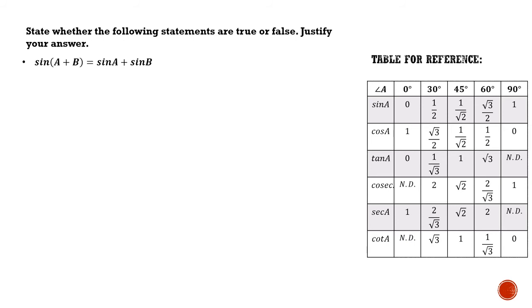Question number 1: sine of A plus B is equal to sine A plus sine B. We have to say whether this statement is correct or incorrect. Many times students get confused, because whenever sine of A plus B is written, we treat it like algebra and tend to multiply the trigonometric identity inside, just like we do in algebra, which is absolutely incorrect.